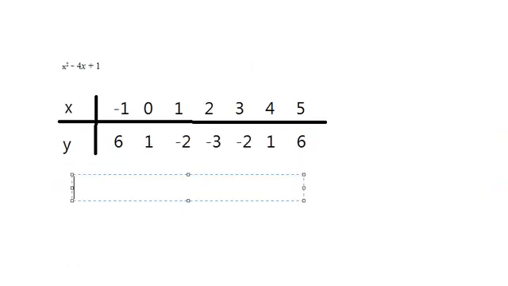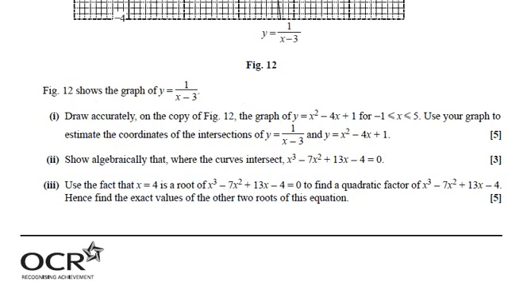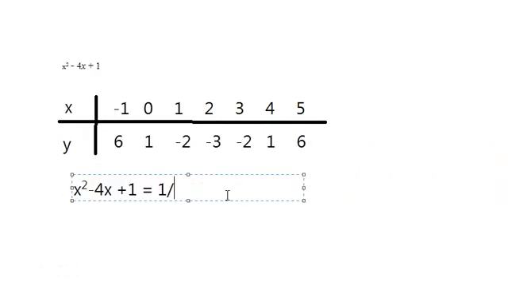So x squared minus 4x plus 1 is equal to 1 over x minus 3. Now you can multiply both sides by x minus 3. Since x cannot be 3, it doesn't really matter, because you're not multiplying anything by 0, since x doesn't exist as 3 in that graph.